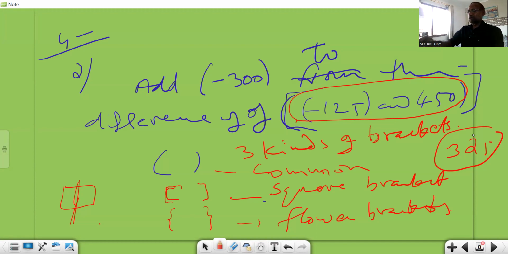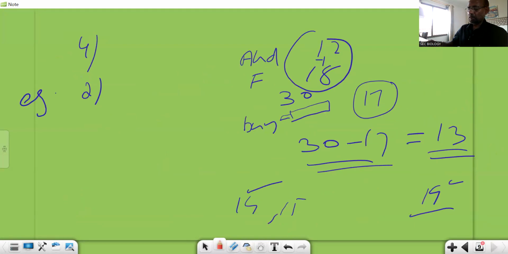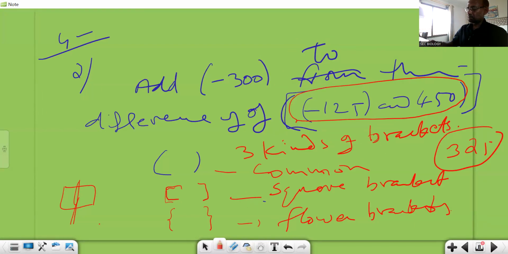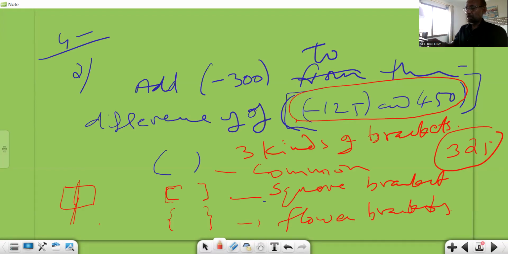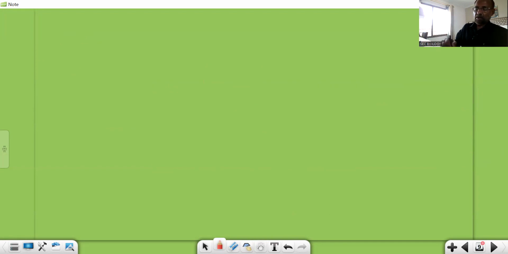Difference of 125 and 450. Find the difference and put the sign of the bigger number, which is 450. So the answer is 325. 450 minus 125, that is 325. Then minus 300. If any confusion is there, please tell me. Listen. What is the question? Tell me. Yes. Minus 125 and 450. You got 325. Then here minus 300.